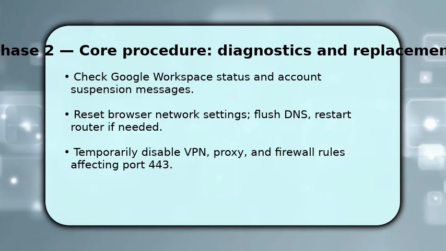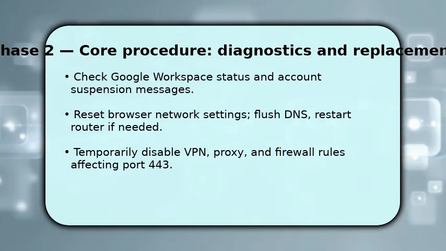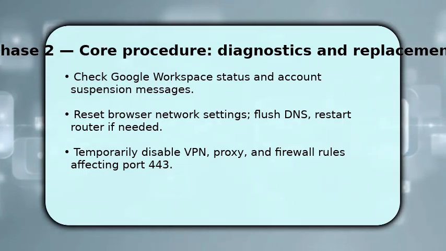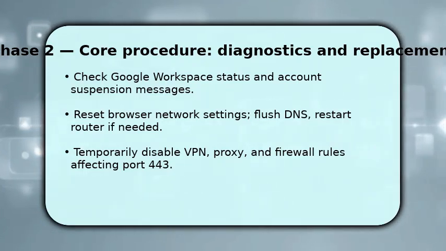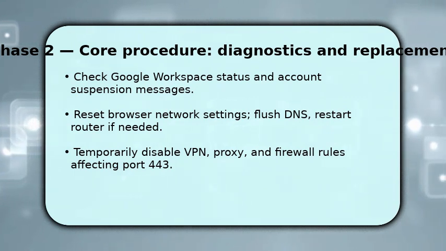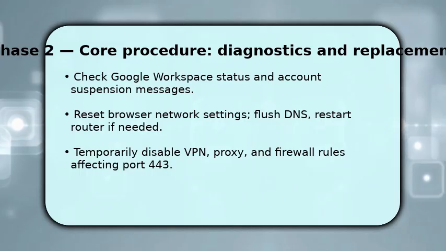Make sure VPNs, proxies, and strict firewall rules aren't blocking secure HTTPS on port 443, since Gmail requires that channel. These network-level checks catch issues beyond the browser and clarify whether the problem is local or external.